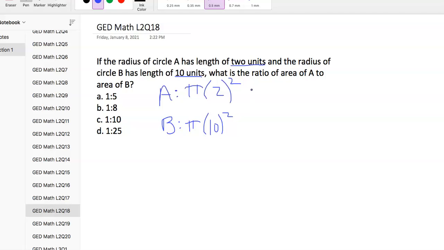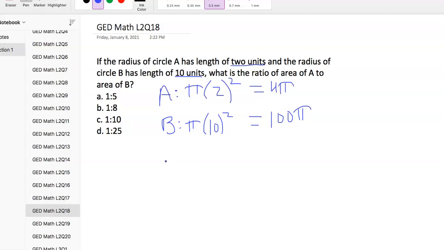squared, okay? So if we go and multiply this out, 2 squared is 4, so circle A has an area of 4 pi. 10 squared is 100. 10 times 10 is 100. Throw the pi on there at the end. Okay, so the area of circle B is 100 pi, right?